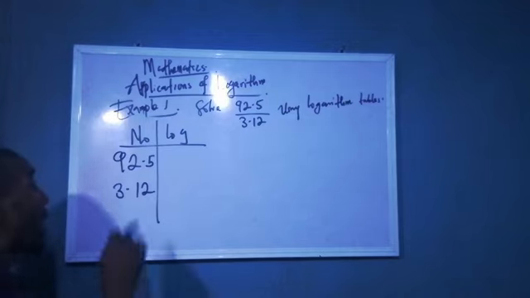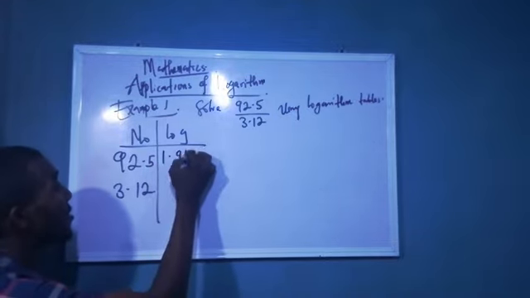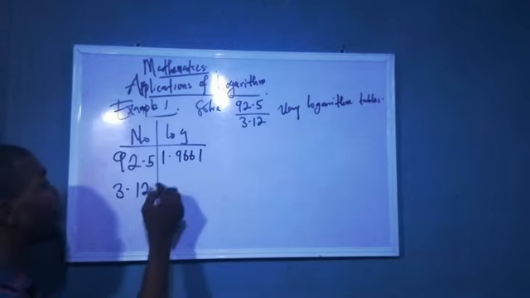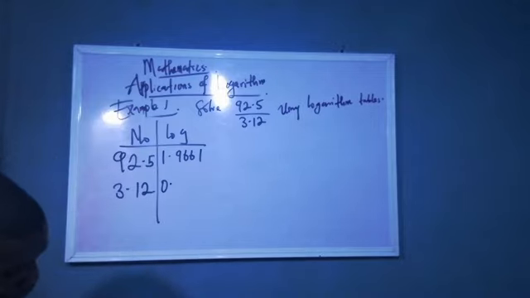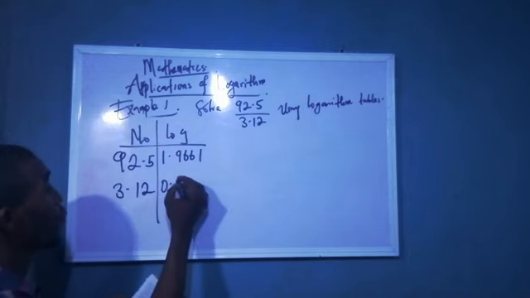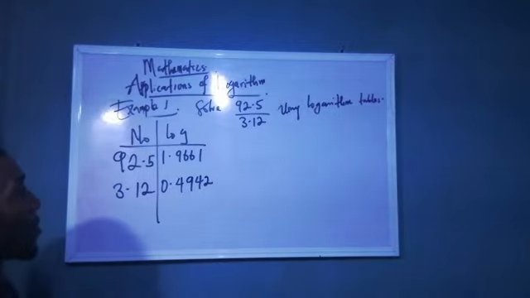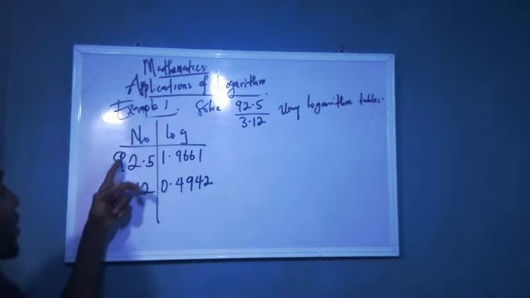92 under 5 is 9661. Before we do that, our characteristic here is what? It is 1, so we have 1.9661. Then for this, the characteristic is what? 0. So we check, this is 3.12. Then we check 31 under 2, which is 4942. Now we have successfully checked for the logarithm of these numbers.